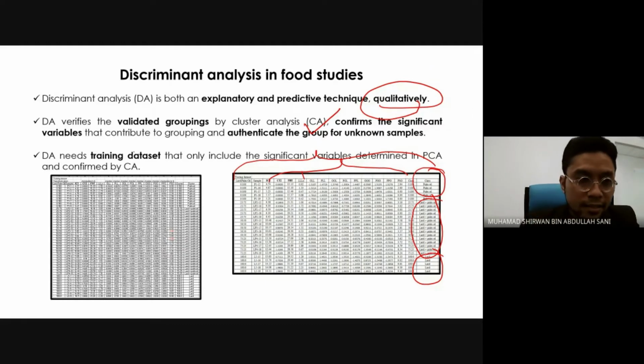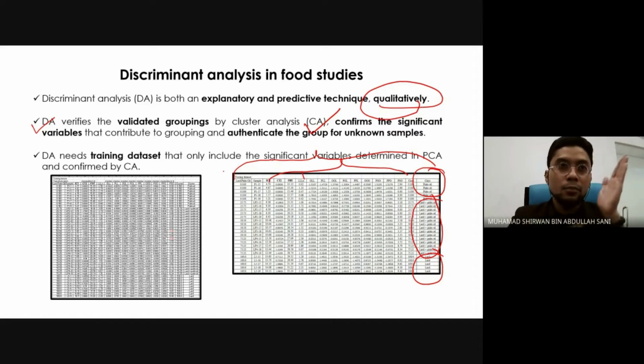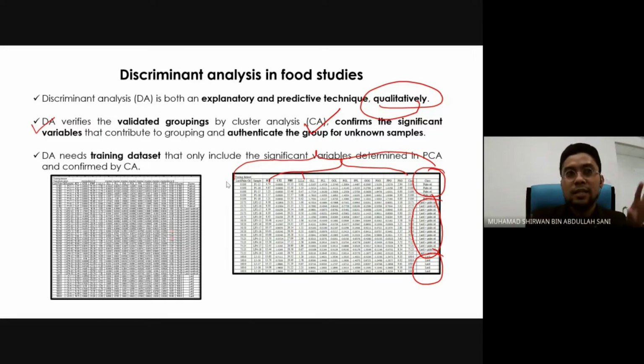So that's why discriminant analysis can be used to validate cluster analysis. This DA can also confirm the significant variables that contribute to grouping. If you have a PCA, you know which variables are significant, moderate or weak based on factor loading. By conducting an individual discriminant analysis, you will also select the significant variables, so you can compare the significant variables in PCA and in the DA.